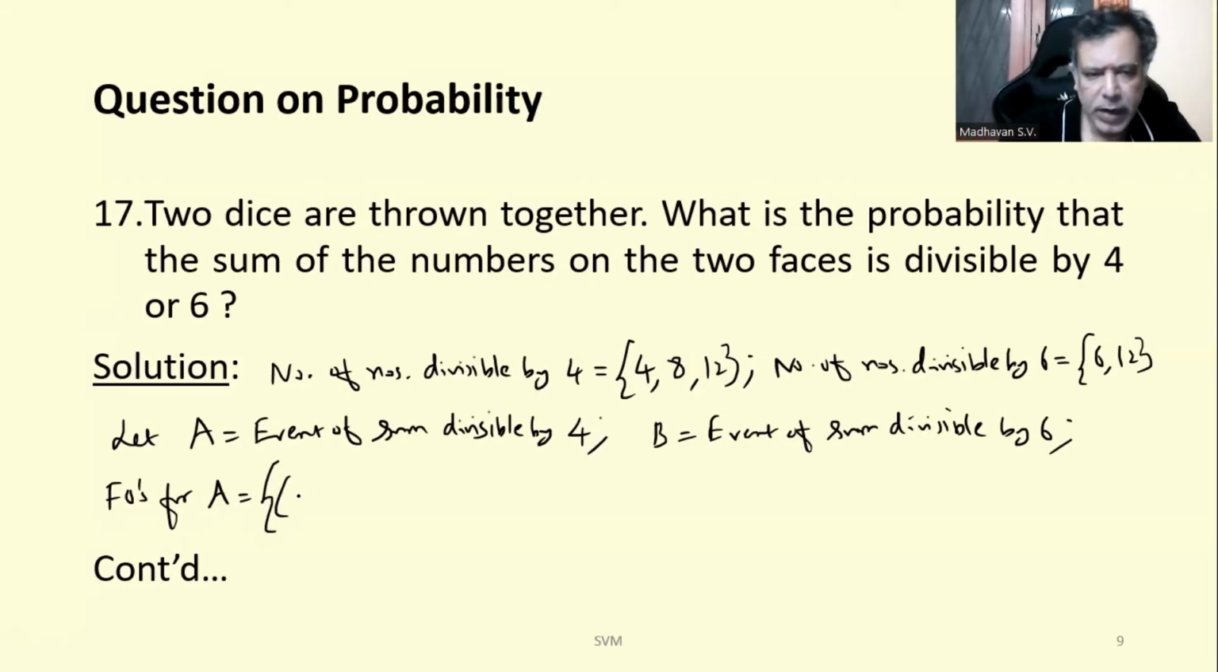So, first, let's start with 1. So, we get 3. And if I consider 2, it is 2. If I consider 3, it is 1. So, these are the three possibilities for the number sum to be 4.